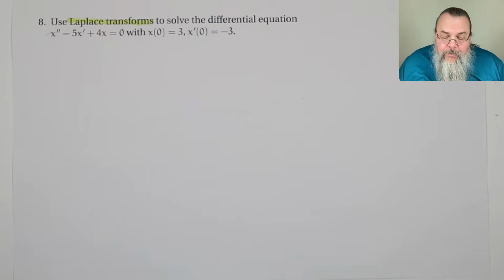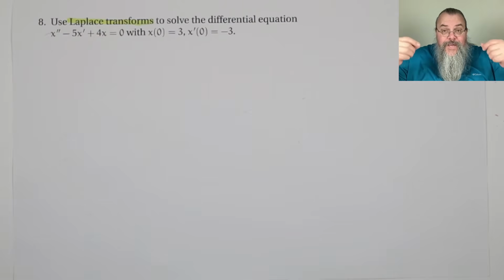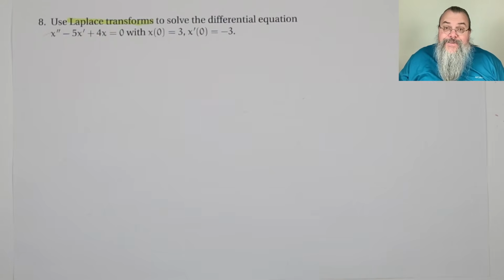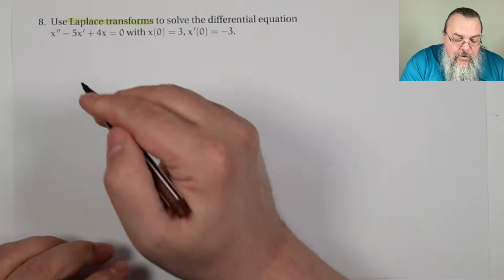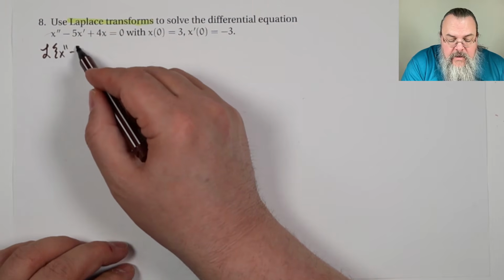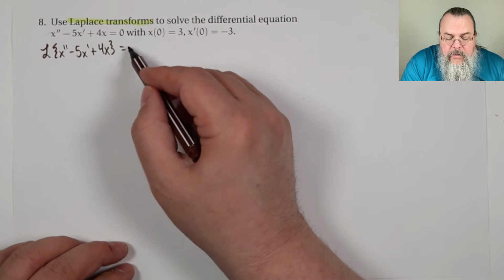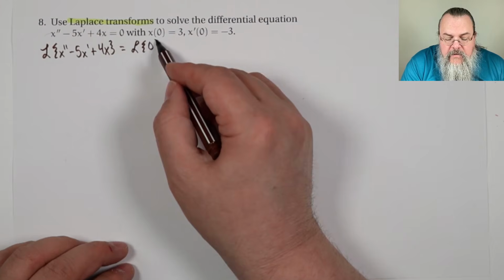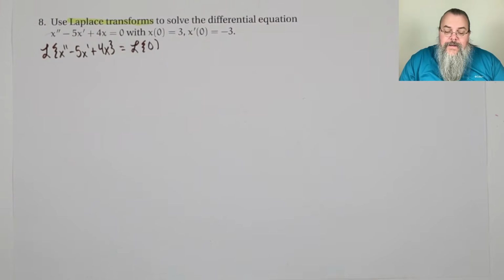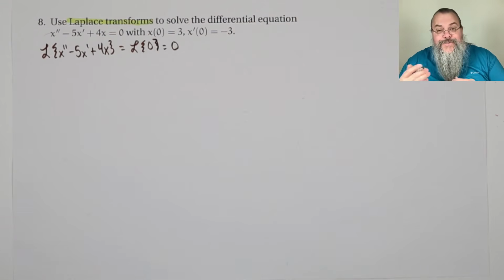And okay, that seems reasonable. So here we have two things which are the same. That's what equal means. So we're going to do the same thing to them. And that thing that we're going to do is we're going to take the Laplace transform. So we have that the Laplace transform of the left-hand side, x double prime minus 5x prime plus 4x, is equal to the Laplace transform of the right-hand side, of 0. Now, the Laplace transform of 0 is, very unsurprisingly, 0.